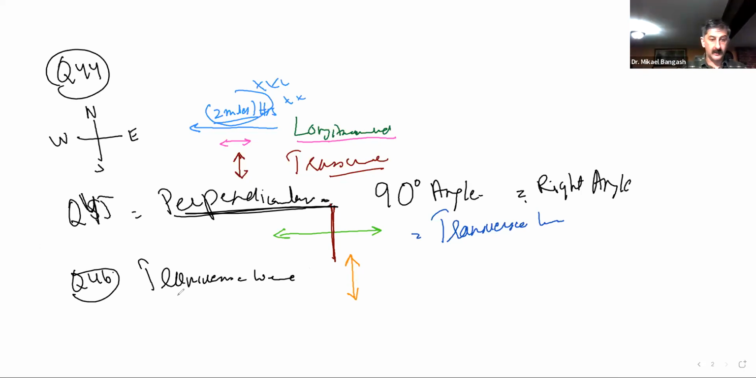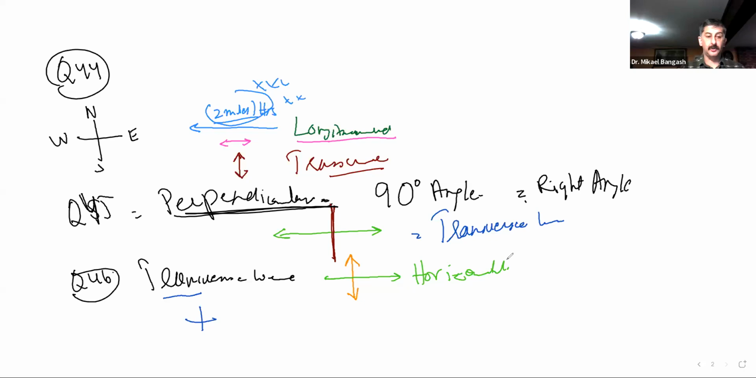Now, we already know that in a transverse wave, particle motion and the motion of the propagation of the wave are going to be at 90-degree angles, or transverse, or perpendicular, or across one another. So the direction in which your wave is going to be moving here is going to be horizontal. Did that make sense?